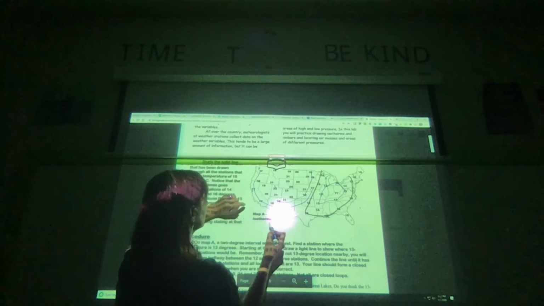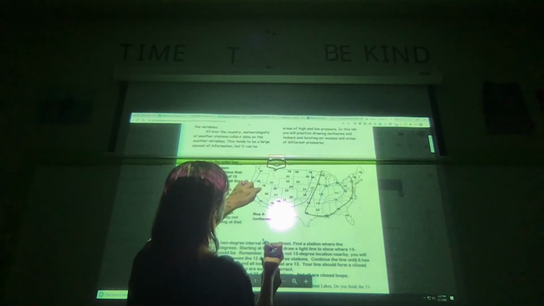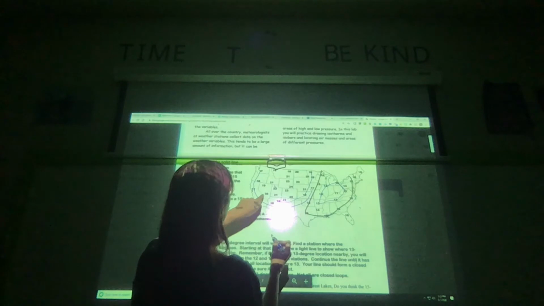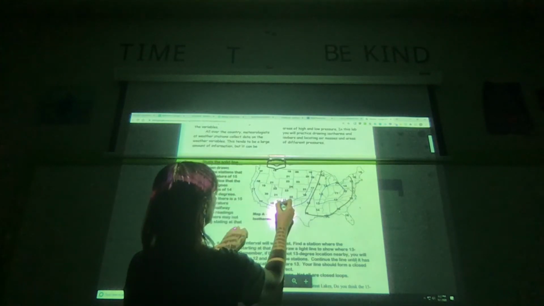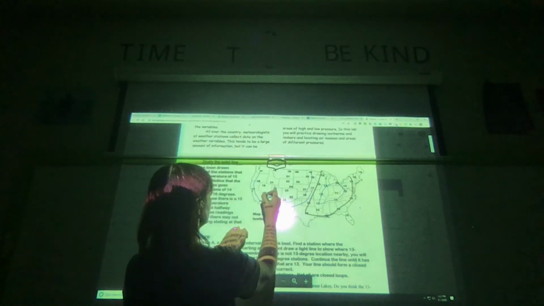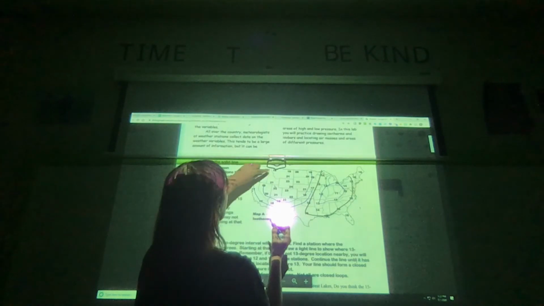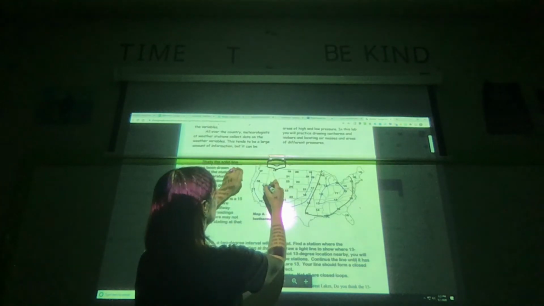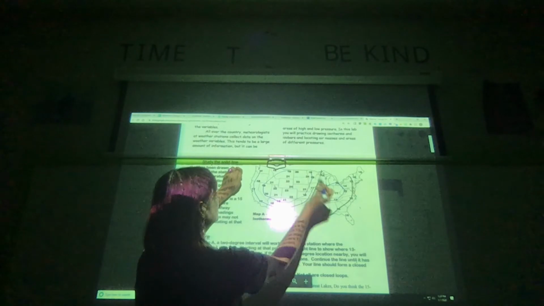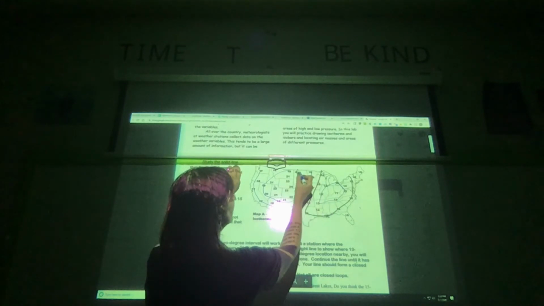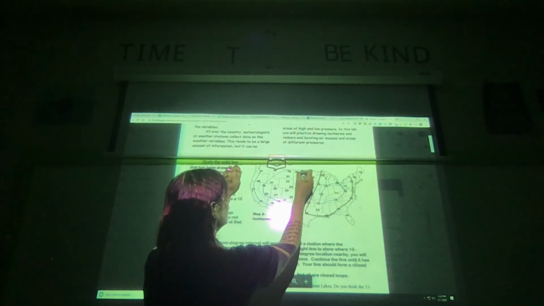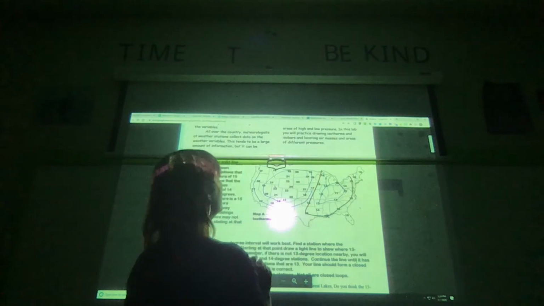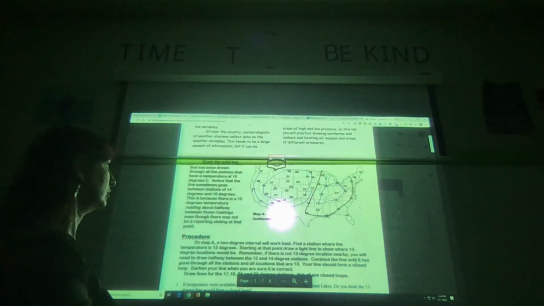All right, I have a 20 here, a 19 here. So it's going to go around to the outside edge. All right, 18. Here is a 19. And here there's a 20, and I can probably go that way. Okay, so I would say that one is a closed loop.